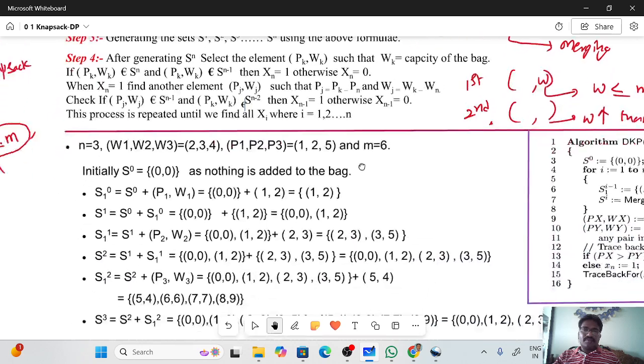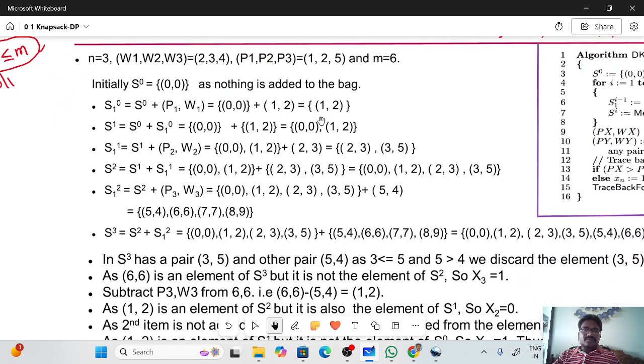I will explain that with an example. For example, we have 3 items, the weights are 2, 3, 4, the profits are 1, 2, 5, and our knapsack capacity is 6. Initially I am going to check the total weight of the 3 items: 2 plus 3 plus 4, that is 5 plus 4, which is 9. Is 9 greater than my knapsack capacity? My knapsack capacity is 6.